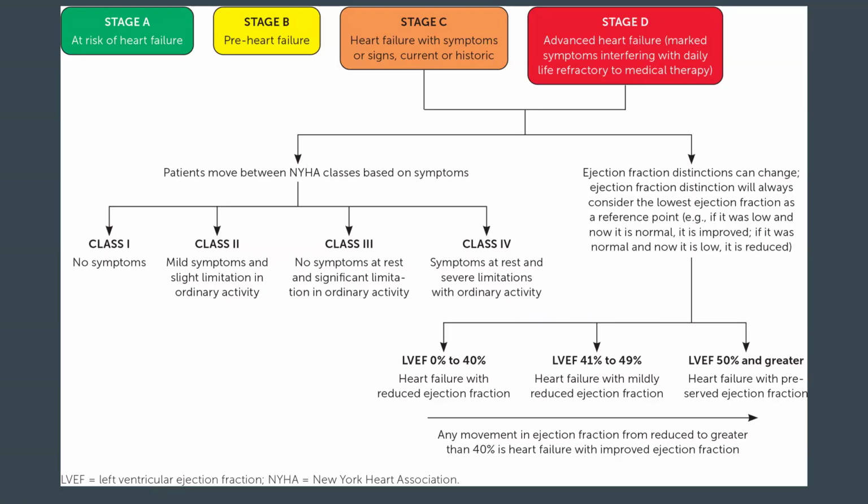So say you have someone come in and their ejection fraction is 30, and then we put them on all their medications, we fix their coronary artery disease, we fix their valve, we identify their hyperthyroidism, and then we repeat an echo in like 3 to 4 months, and their EF is 50. Hooray for everybody. And you're going to call it heart failure with improved ejection fraction.